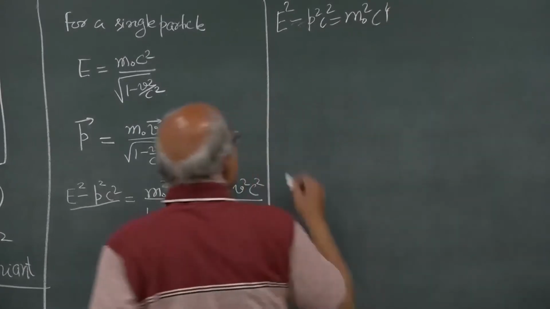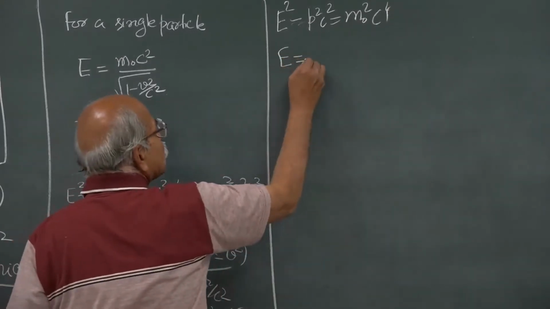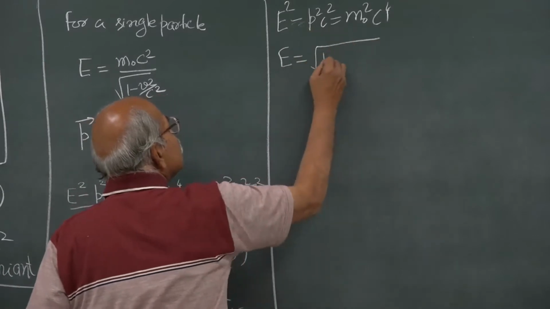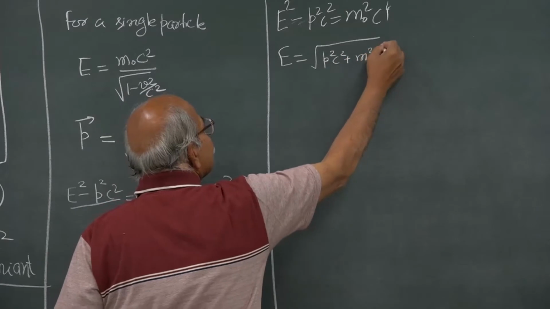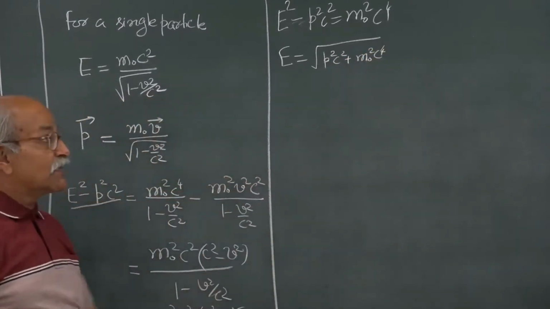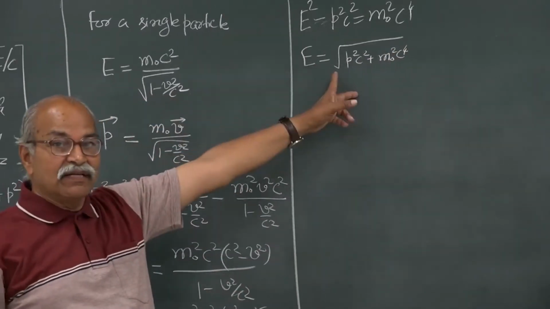Useful, very useful equation. E you can write as square root of P square c square plus m naught square c to the power 4. For a single particle, remember, for a single particle.